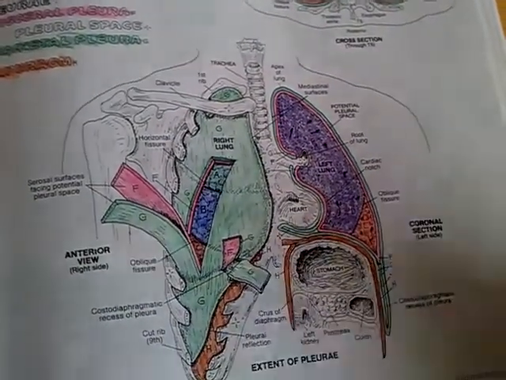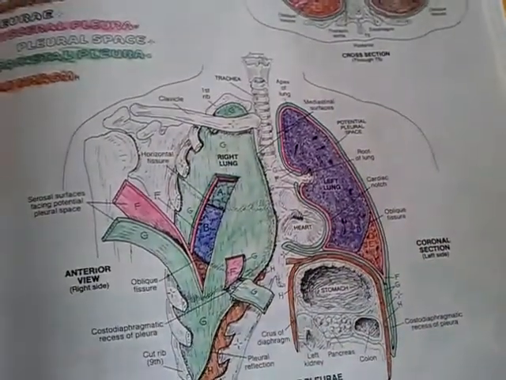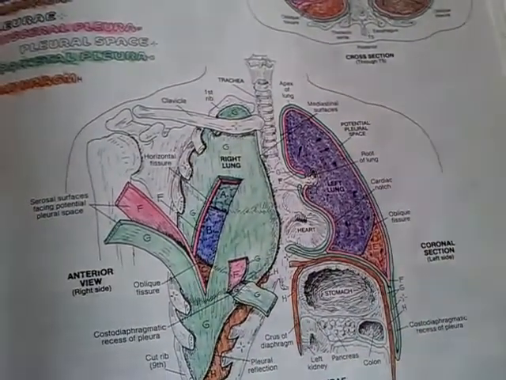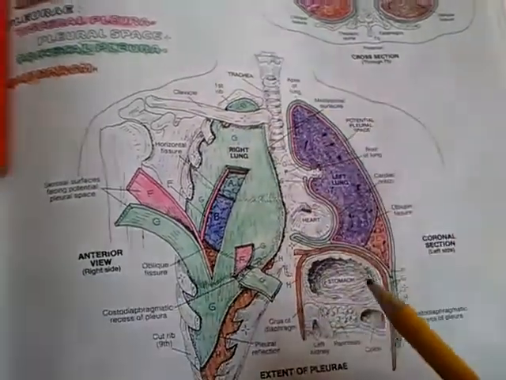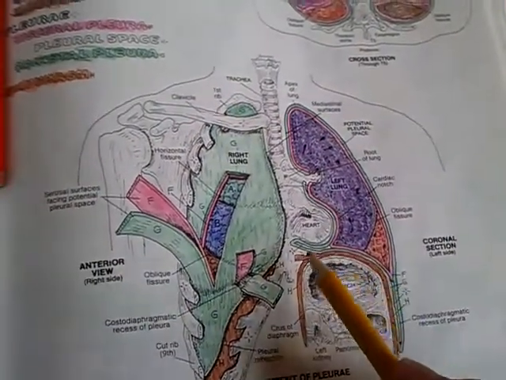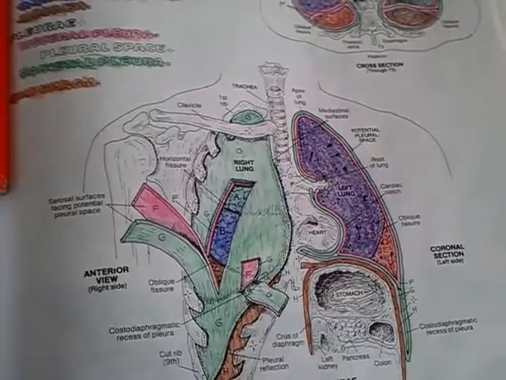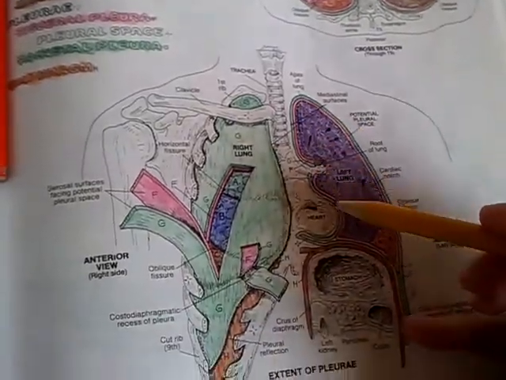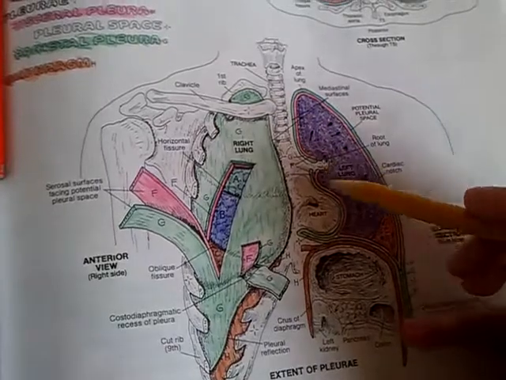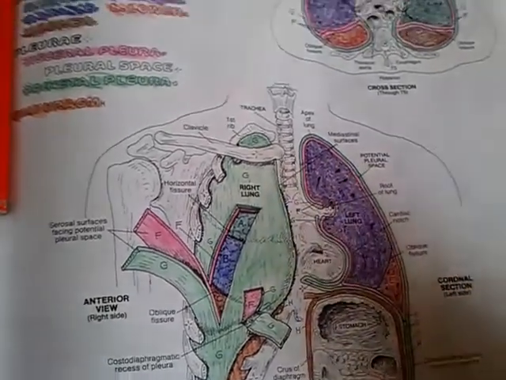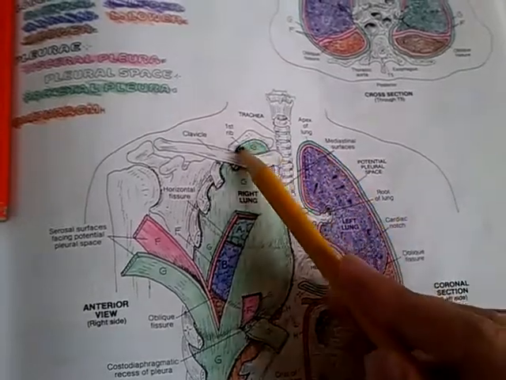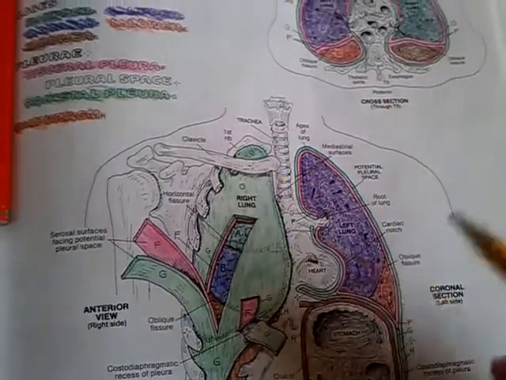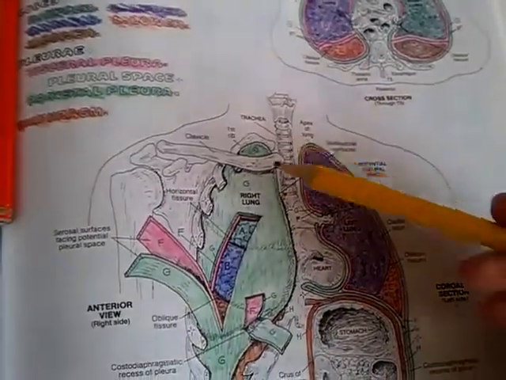And then you also have different parts of the parietal pleura. You have costal pleura on the costal surface. You have diaphragmatic pleura covering the diaphragm. You have mediastinal pleura between the mediastinal organs and the lungs. And cupula pleurae, or cervical pleura, that projects through the thoracic aperture.